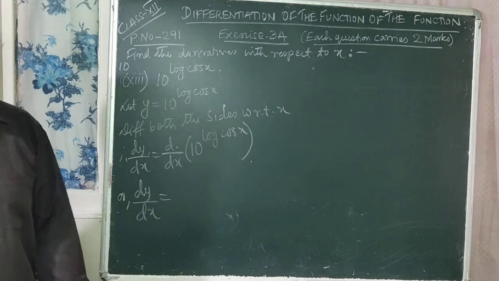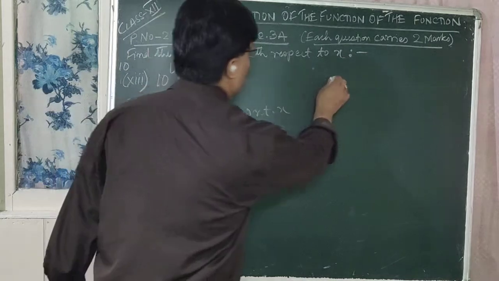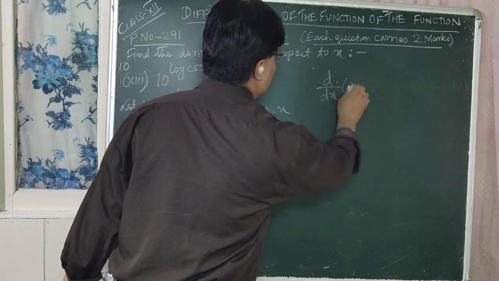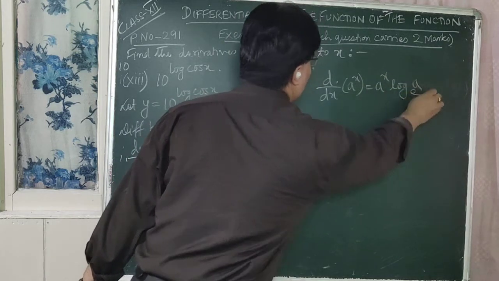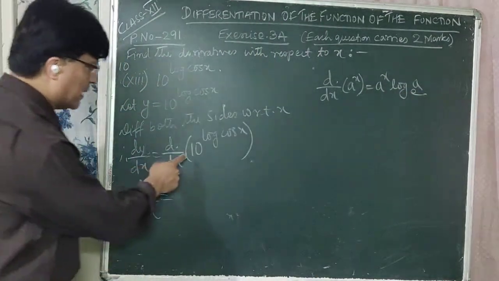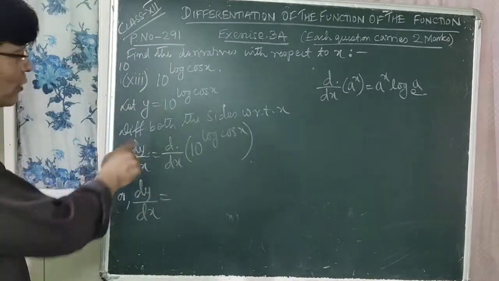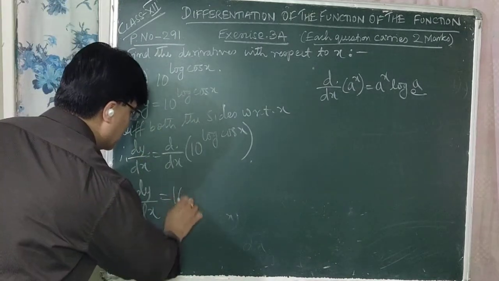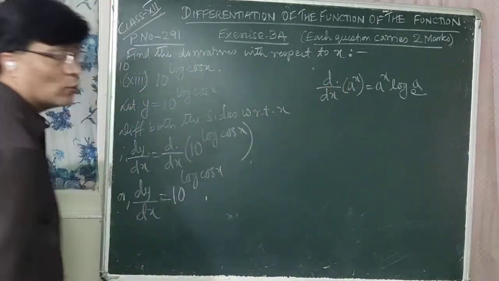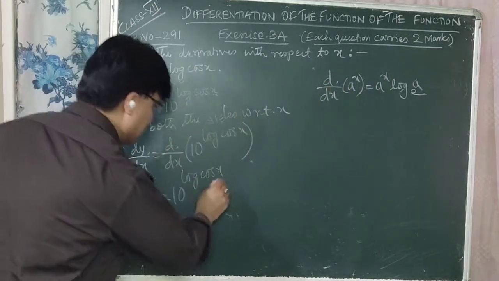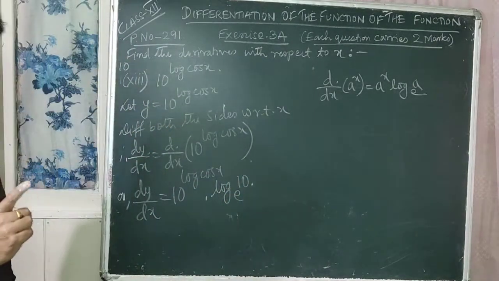So you know the differentiation of a to the power x. What is d by dx of a to the power x? It is a to the power x log a base e. But in this case, what is a? It is 10. What is x? Log cos x. So use that formula here. What is a here? 10. What is x? Log cos x into log a base e. What is log a base e here? It is log 10 base e into.